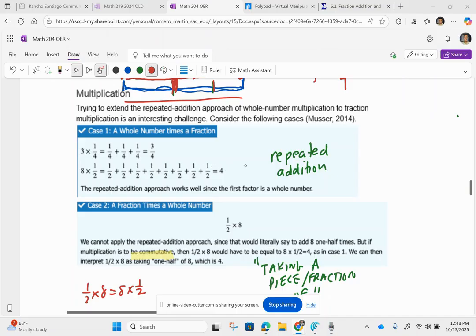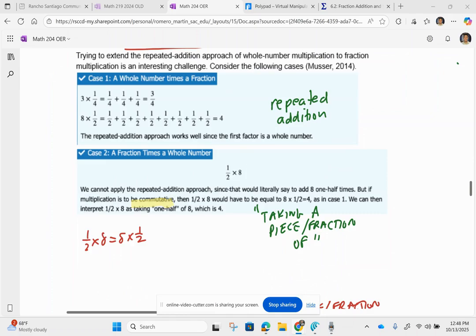Repeated addition. Case 2 is a fraction times a whole number. One way to think about that is first just to say, we know the commutative property. Does it hold for fractions? It does. So 1/2 times 8 could be seen as 8 times a half, and then we know the answer is 4 also. So that's one way to think about it. Another way to think about it is that we're actually taking a half of the 8. We're taking a fraction of the 8, taking a piece. So taking half of 8 would be 4.